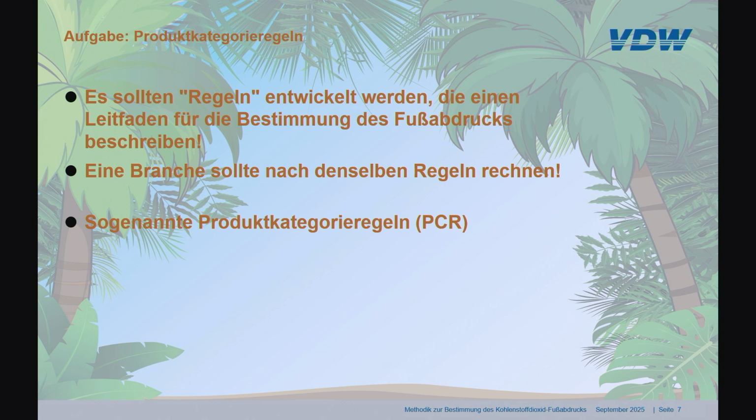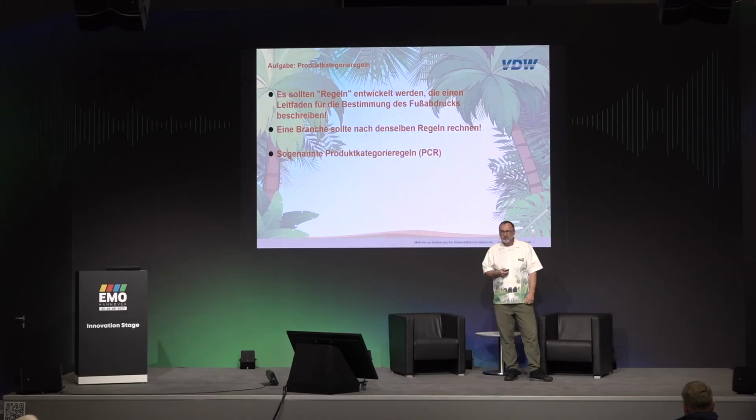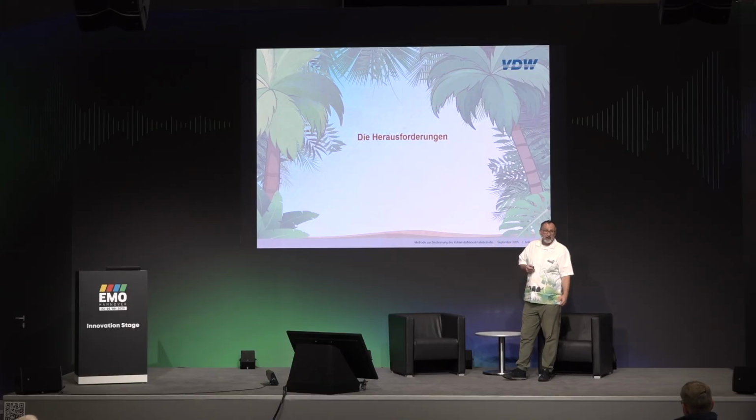Then we, the association, we're here for the members, and we said if we've got to do it, then we are going to develop rules as to how to do this in a standardized fashion so that everyone does it the same way, and we thus achieve a certain level of comparability. So an industry ought to always work on the basis of the same rules, and in standards we talk about product category rules. That's what they say in the field of standardization.